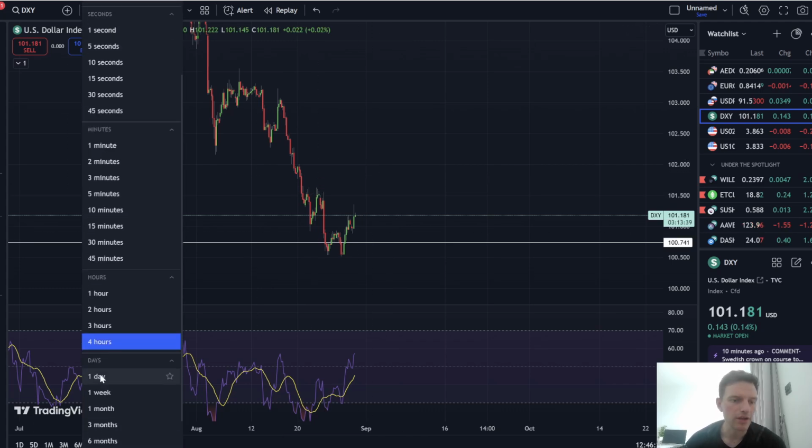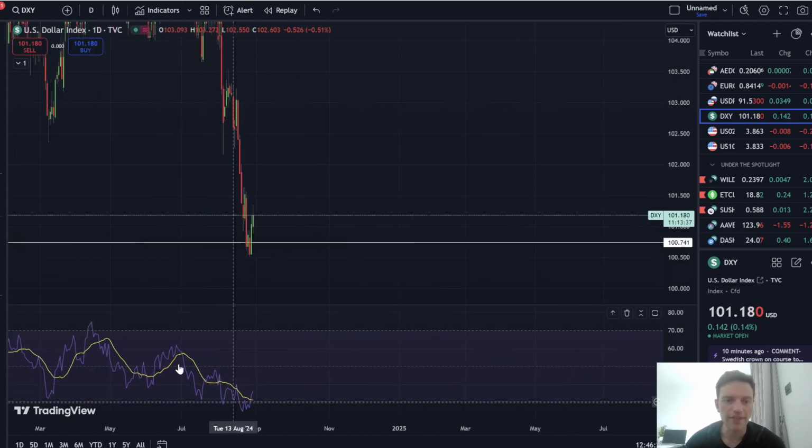Yes, we were massively oversold. We have had this little bounce. Could we continue to bounce a little bit further? Maybe up to 102. That's a big push, but it's possible on the daily time frame.